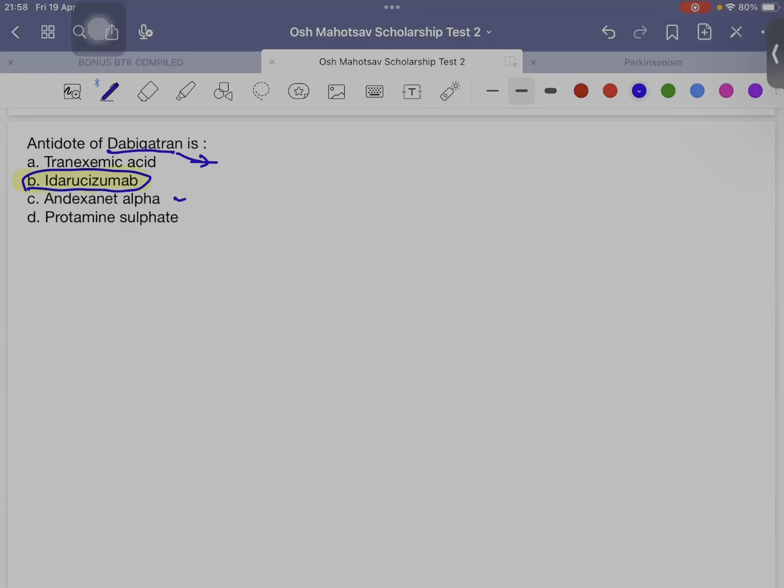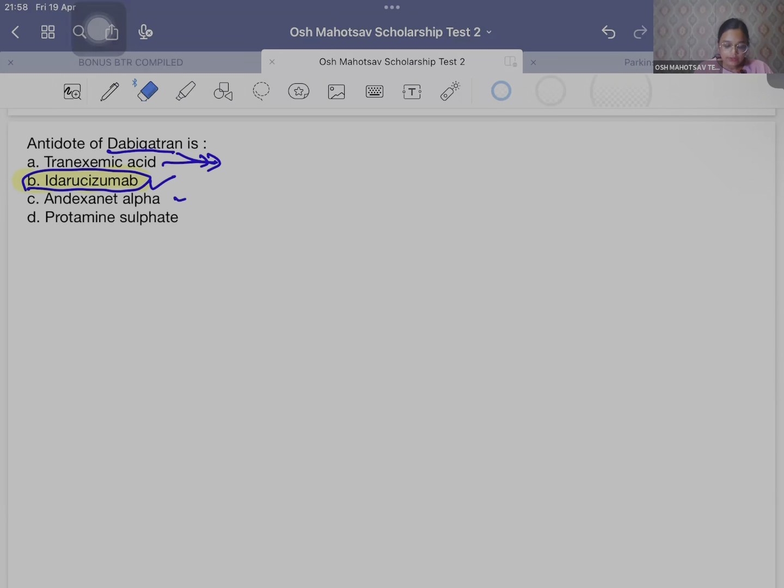Okay. So dabigatran is a thrombin inhibitor. Okay, this is a direct thrombin inhibitor. So for this toxicity, we will be using idarucizumab. Tranexamic acid, we are not using.